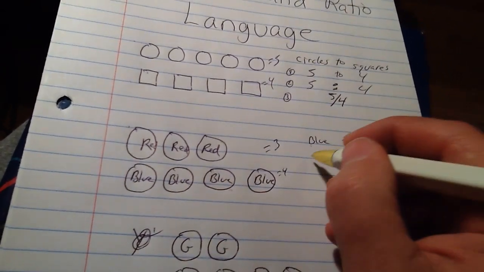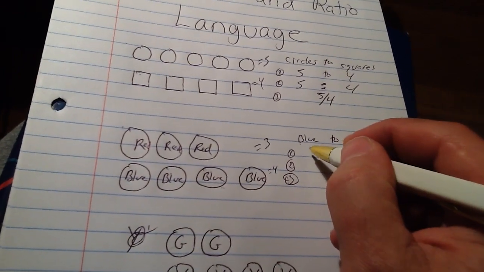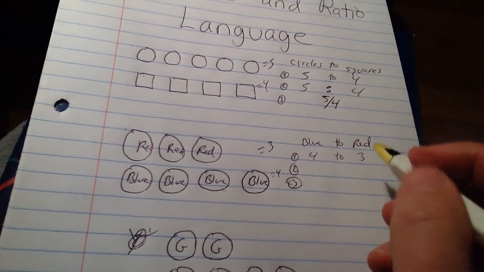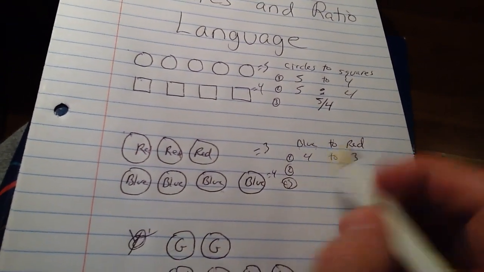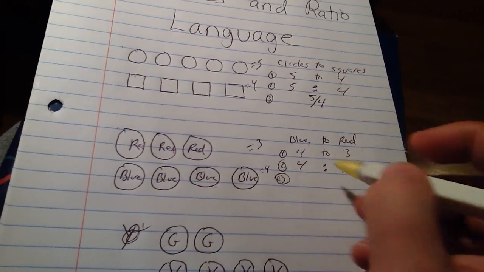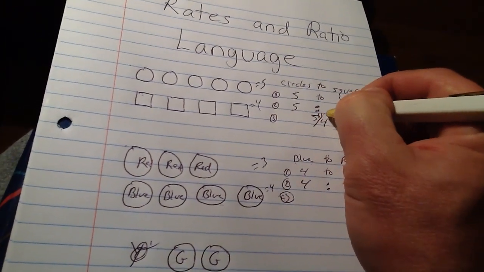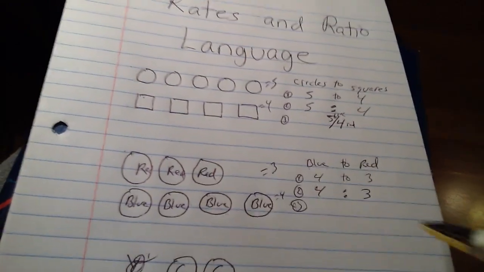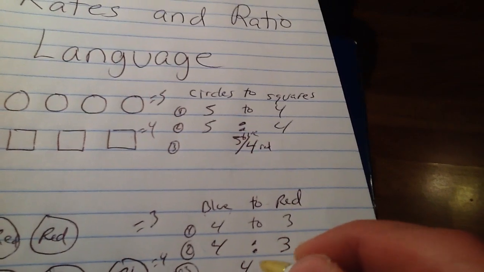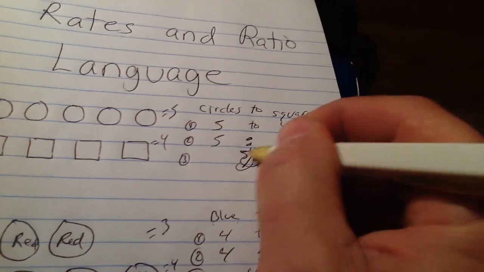So there's 4 blue. They're going to talk about the 3 ways to write it. 4 blue to 3 red. There's 4 blue, then colon 3 red. It's blue, red. Let's go ahead and denote that. See how 5 blue, 4 red. So there's 4 blue, 3 red. That's kind of how I should have done it up here. Let's go back and redo that.